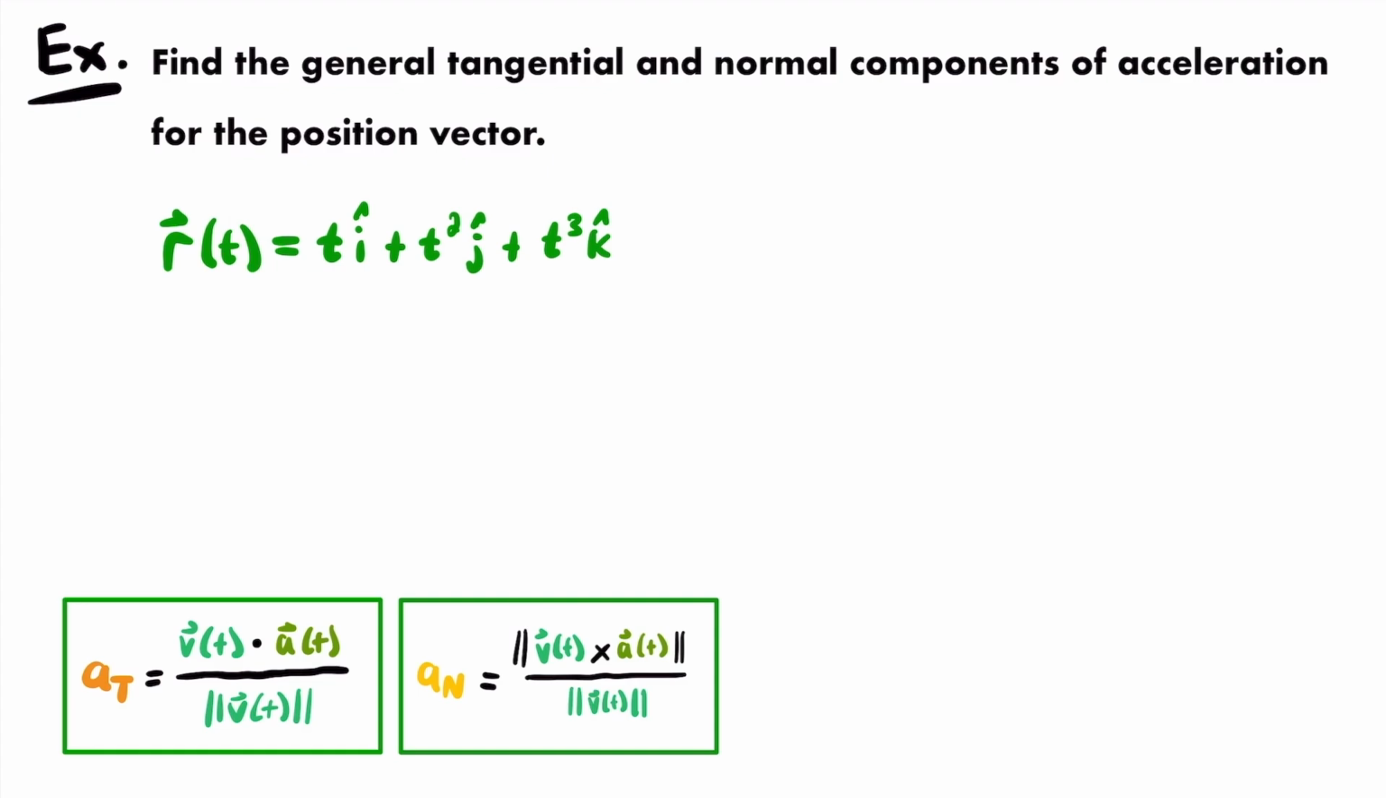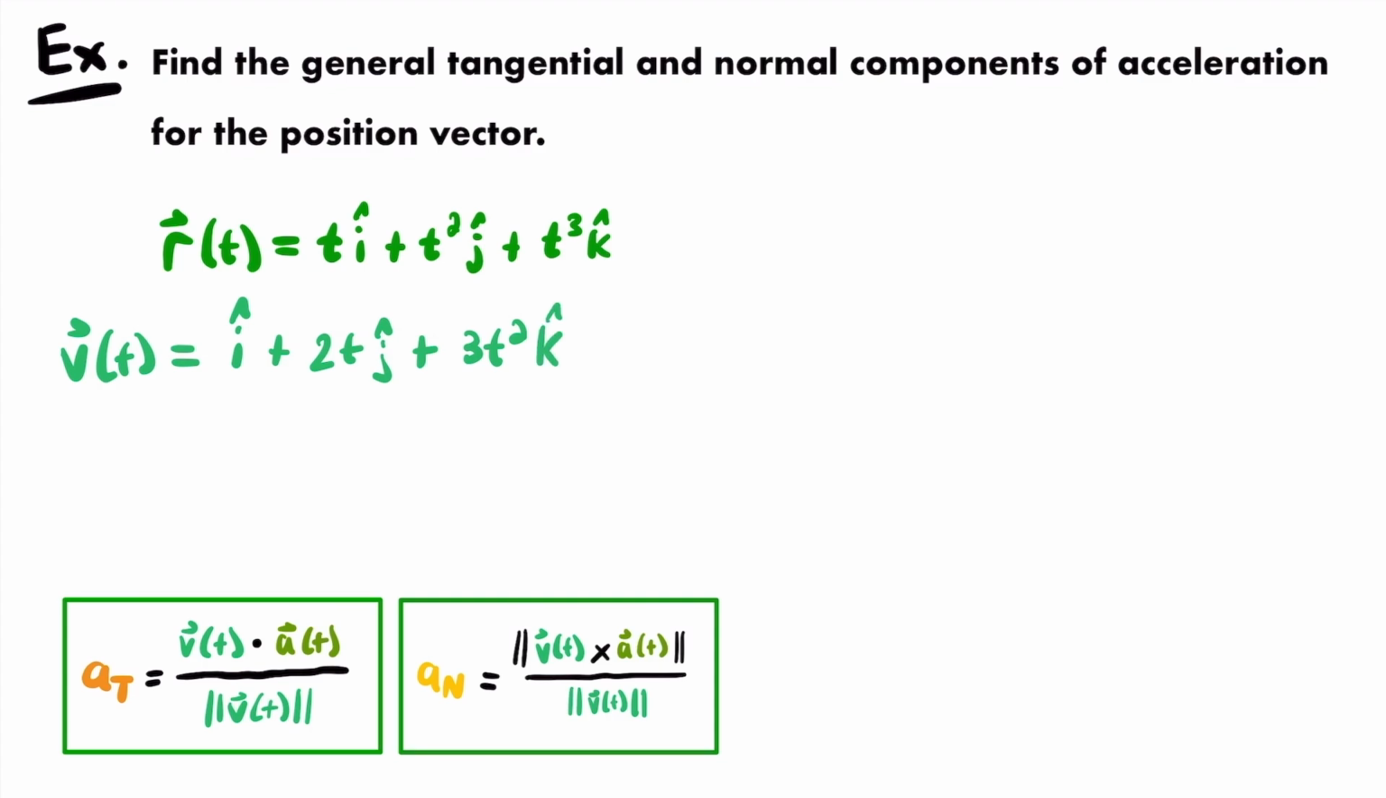Okay, so in order to calculate these two components, we need to know the velocity and acceleration vectors as well as the speed, or the magnitude of the velocity vector. So let's start with that. Let's find our velocity and acceleration vectors. The velocity vector, v of t, is equal to the derivative of the position vector. So we want to take the derivative of each of these components individually. The derivative of t is 1, so we have just 1i, plus the derivative of t squared, which is 2t, so we have 2tj, plus the derivative of t cubed, which is 3t squared times k.